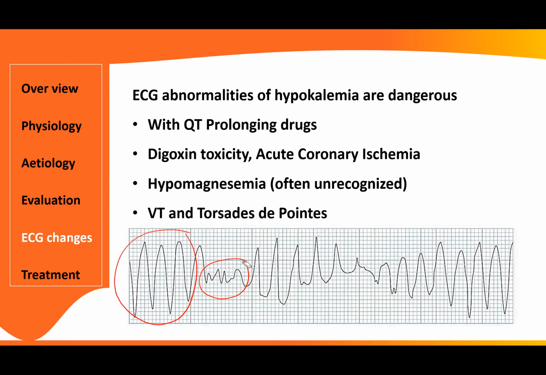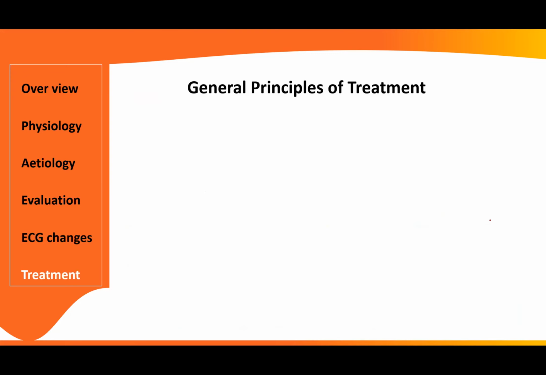Torsades de Pointes is a precursor or forerunner of ventricular fibrillation. You have to be very careful. And this is one of the important features that can occur. It is usually less than 2 milliequivalents of potassium. Immediately you need to correct.